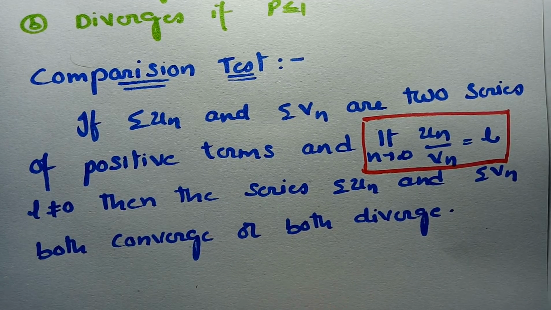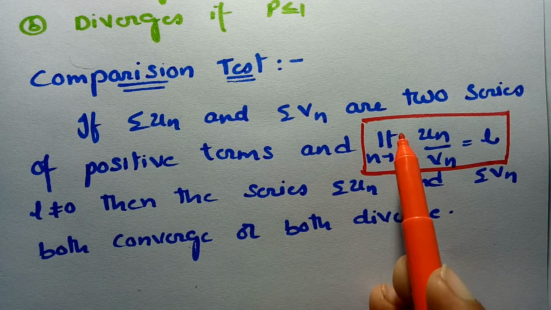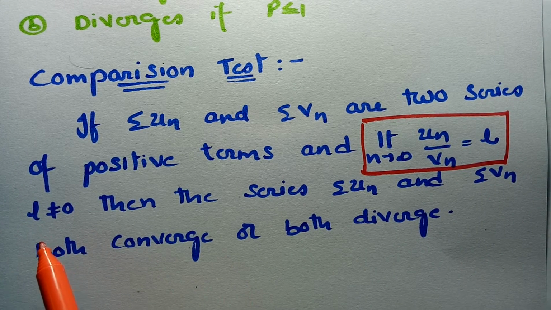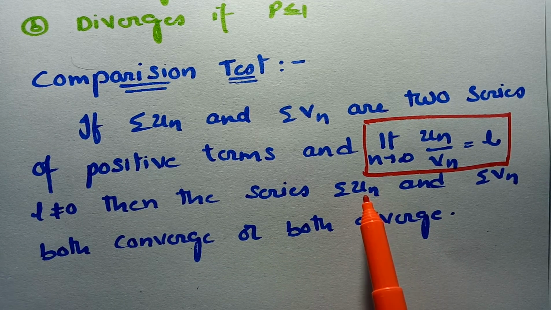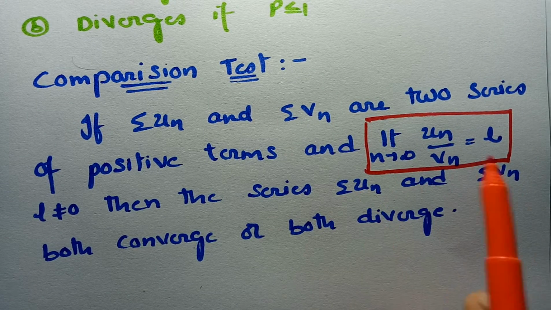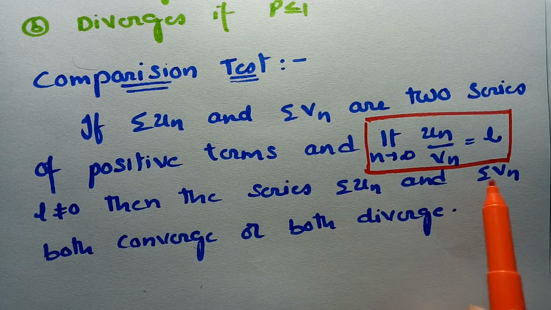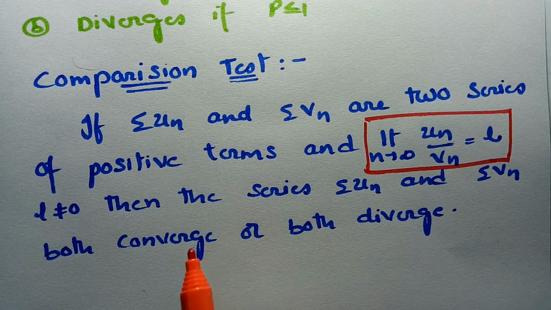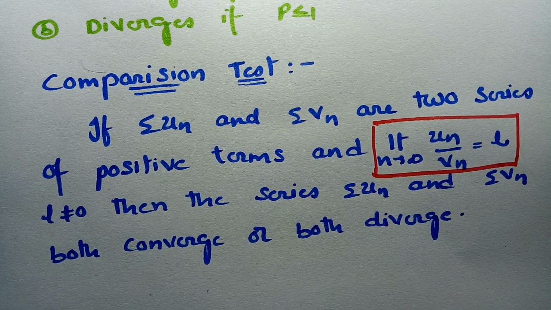According to the comparison test, if un and vn are two series of positive terms and limit n tends to infinity, un by vn is equal to L, where L is not equal to 0, then the series sigma un and sigma vn both converge or both diverge. If un is convergent, then vn is also convergent. If un is divergent, then vn is divergent, and similarly if vn is convergent, then un is convergent. If vn is divergent, then un is divergent. This is how we use the auxiliary series and comparison test to solve our problems.